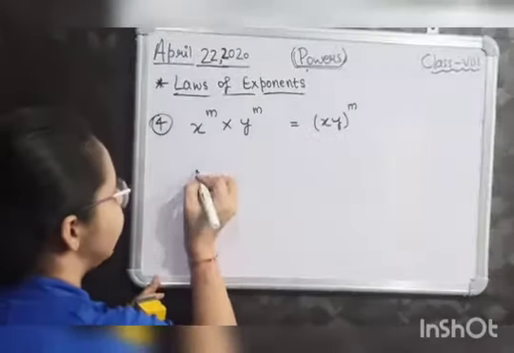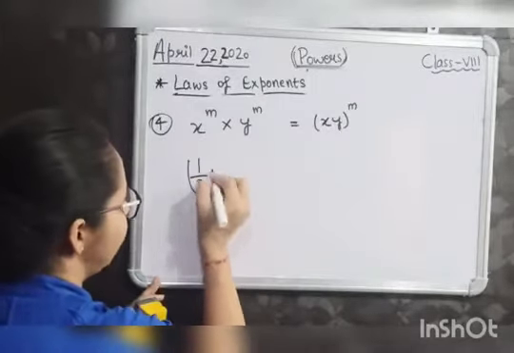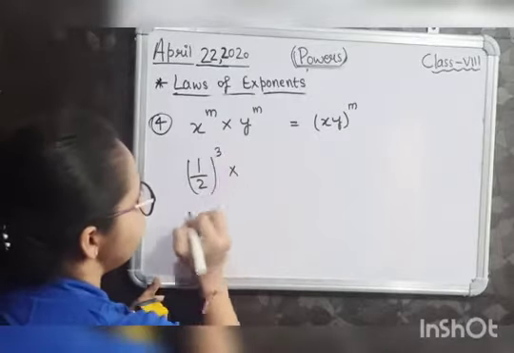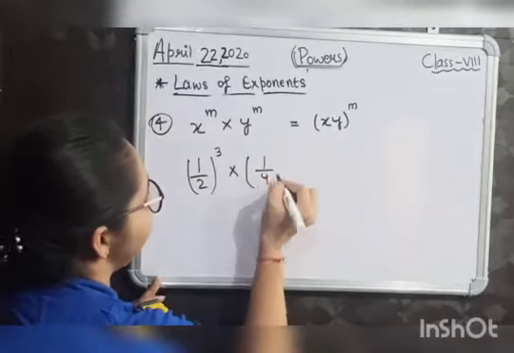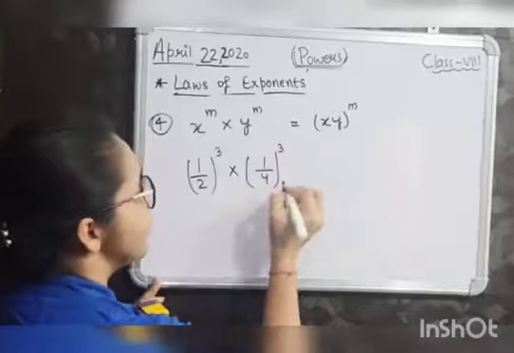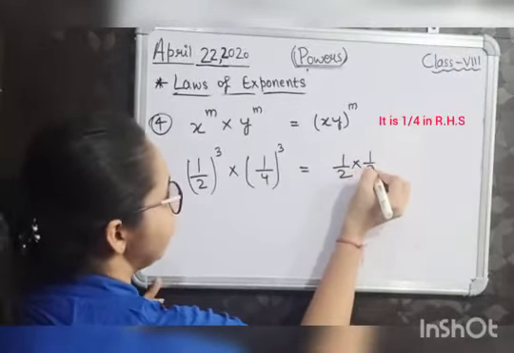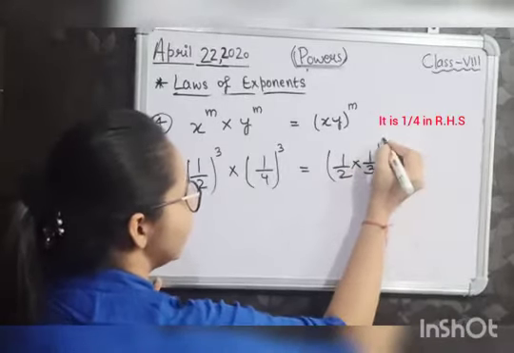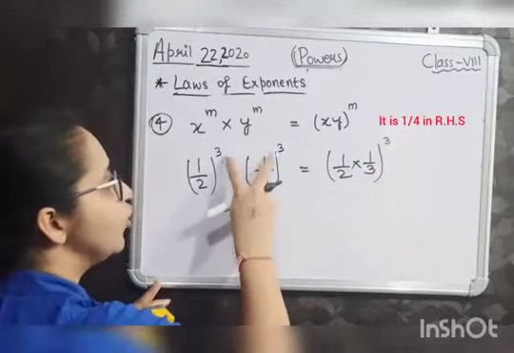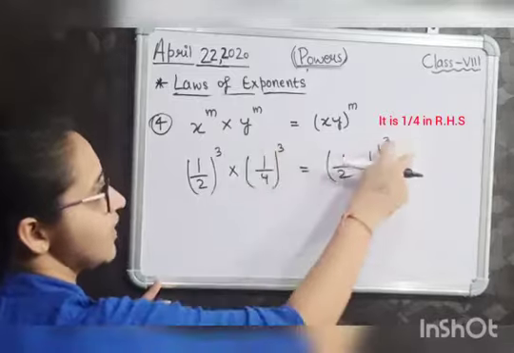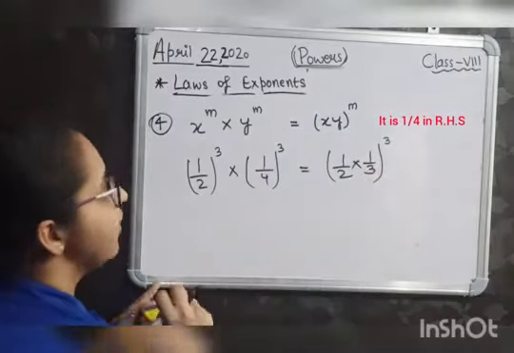For example, if I have 1 by 2 power 3 multiplied by 1 by 4 power 3, it will be further simplified to 1 by 2 multiplied by 1 by 4, whole power 3. You will just keep the power as it is but you will multiply the bases.